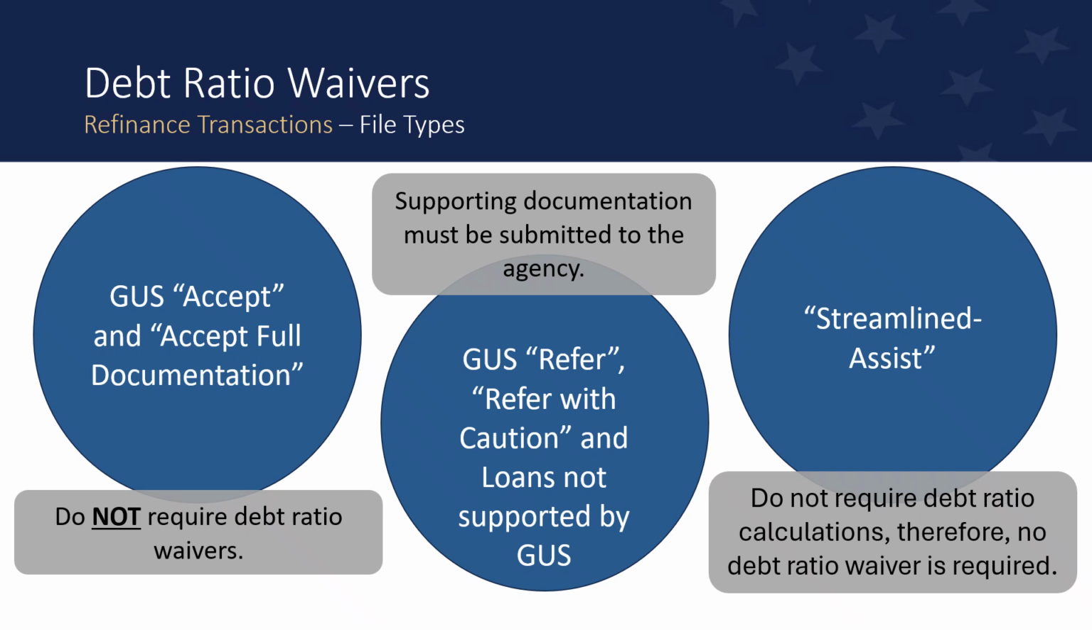Next, we're going to talk about debt ratio waivers for refinance transactions. GUS files that receive an accept full documentation underwriting recommendation do not require a debt ratio waiver. Submissions that receive a GUS recommendation of refer or refer with caution and loans that are not supported by GUS require debt ratio waivers, and supporting documentation must be submitted to USDA. There is an exception. Streamline Assist refinance loans do not require debt ratio calculations. Therefore, no debt ratio waiver is required. Debt ratios for refinance loans are not limited to the maximum purchase debt ratio thresholds.